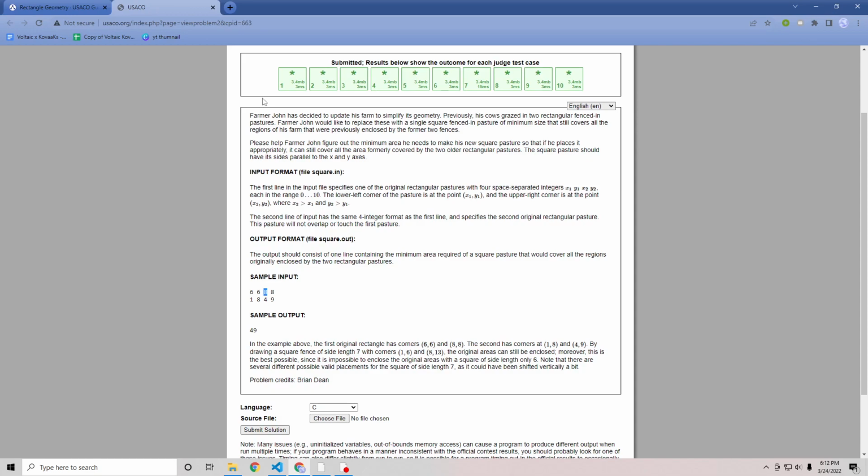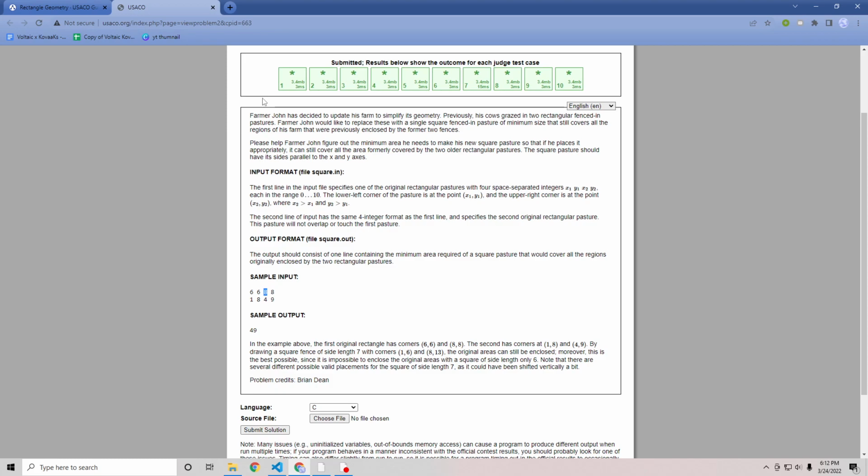So Farmer John has decided to update his farm to simplify its geometry. Previously, his cows grazed in two rectangular fenced-in pastures. Farmer John would like to replace these with a single square fenced-in pasture of minimum size that still covers all the regions of his previous two fences. Help Farmer John figure out the minimum area he needs to make his new square pasture so that if he places it appropriately, it can still cover all the area formerly covered by the two older rectangular pastures.